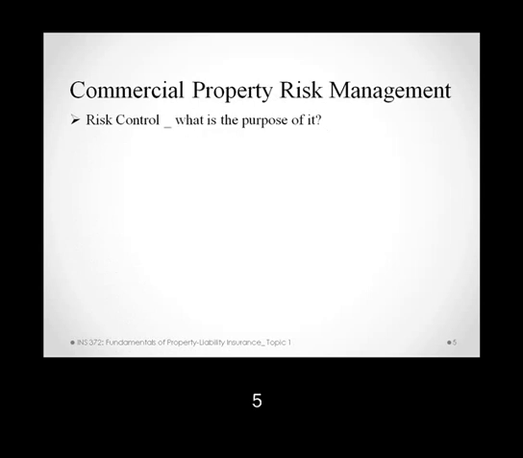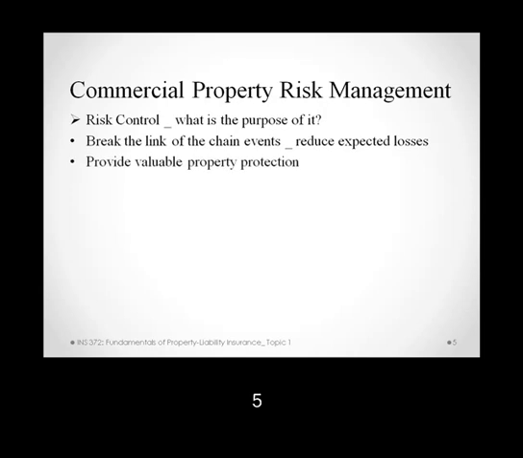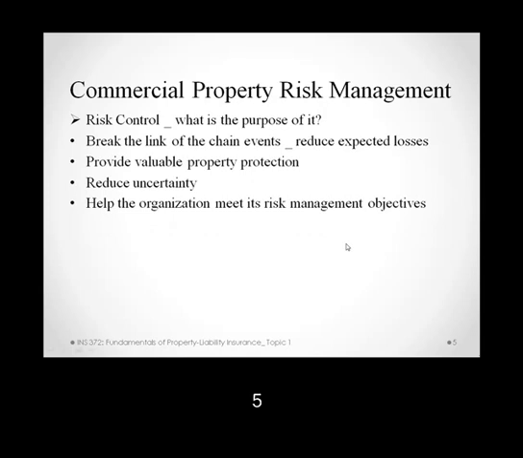Now, why is risk control that important? What is the purpose of it? Well, it will break the link of chain events because of the causal relationship of those chain events. Loss will eventually happen. By breaking the link between them, risk control basically has the purpose to stop loss. Also, it can provide some valuable property protection. It can reduce uncertainty, and it can help your organization to meet its risk management objectives.